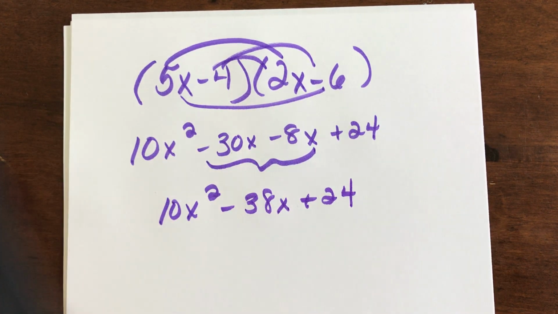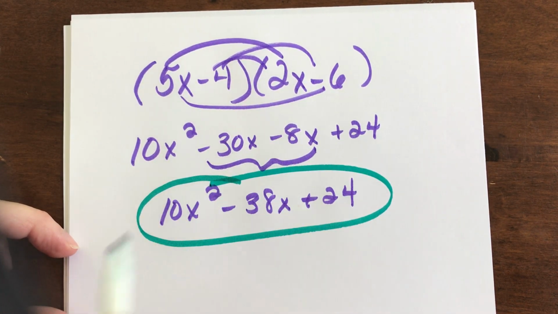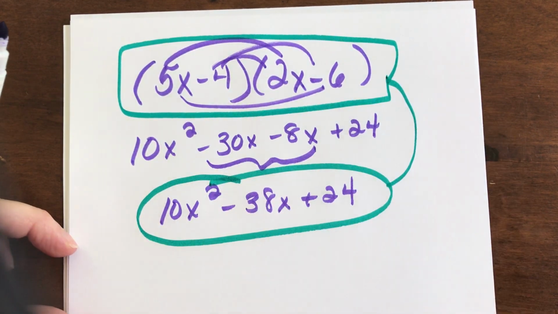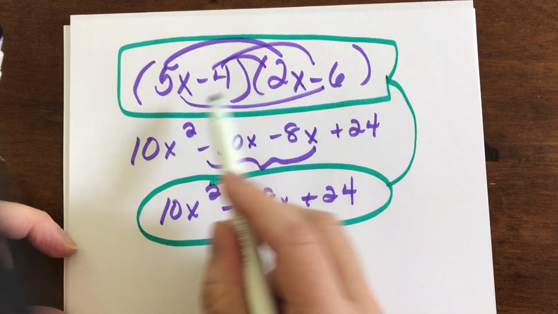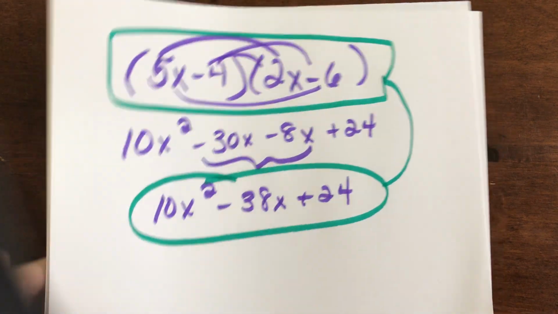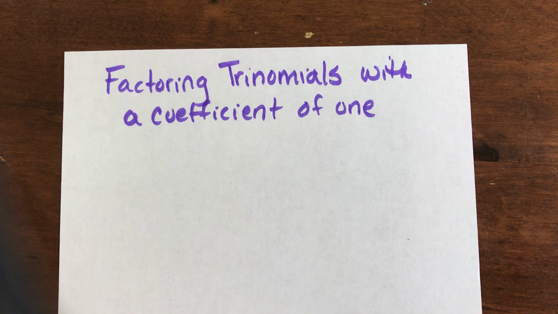So this is what we're going to do today. Factoring trinomials means I'm going to give you this, and you're going to work backwards to find that. So again, this is the final answer, and we're going to work backwards to get the original problem. Now, we're going to start off easy, and then we're going to gradually get harder. All right, so this is factoring trinomials with a coefficient of 1.